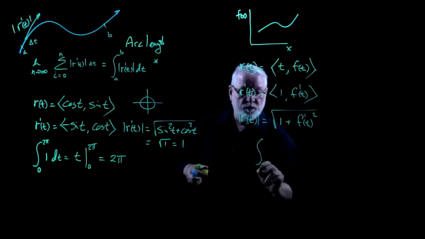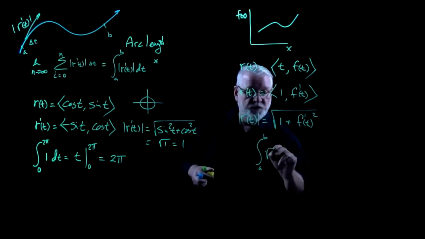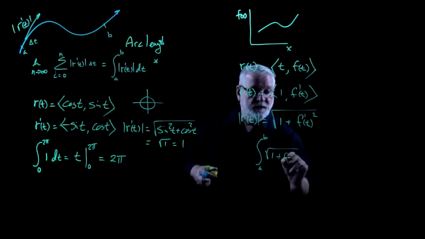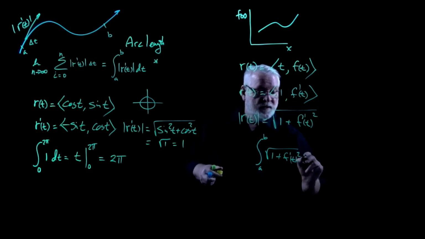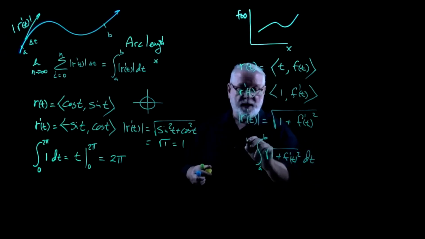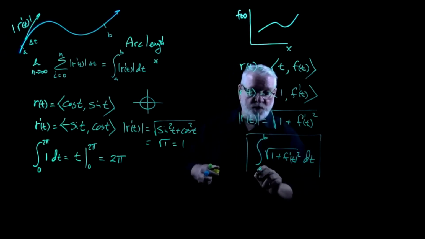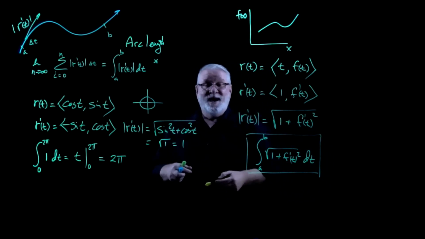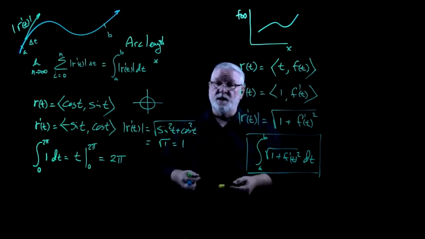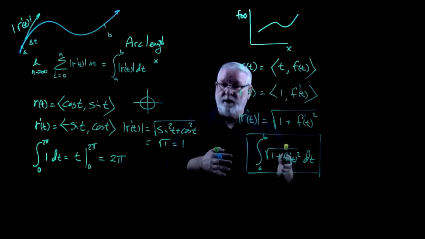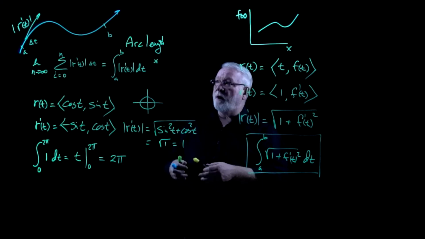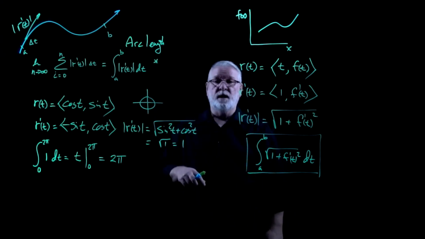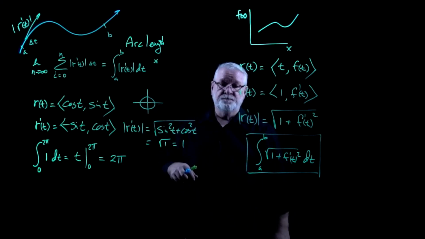And of course, there's the integrand. It would be the integral from a to b of the square root of 1 plus f prime of t squared dt. And I think you recognize this because this is the same arc length formula that you used in Calculus 2. I don't know how thorough the derivation was at the time, but you can certainly see where this formula comes from in terms of how we calculate arc length for a 3D vector function.